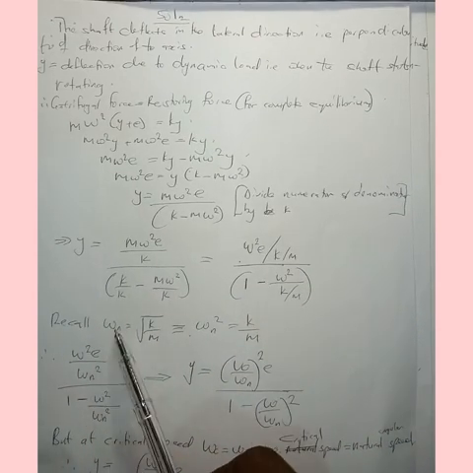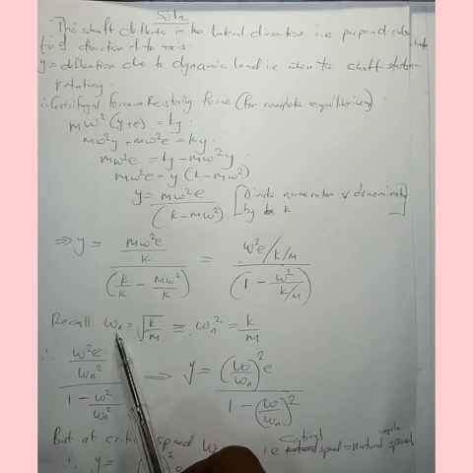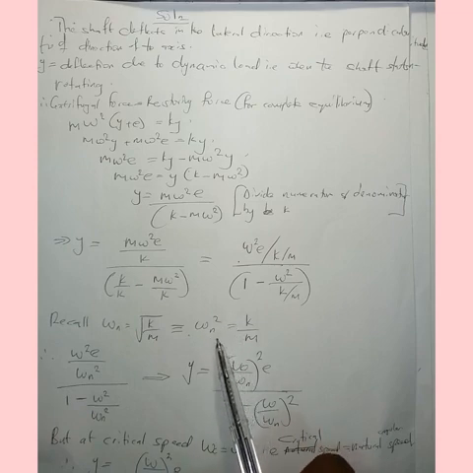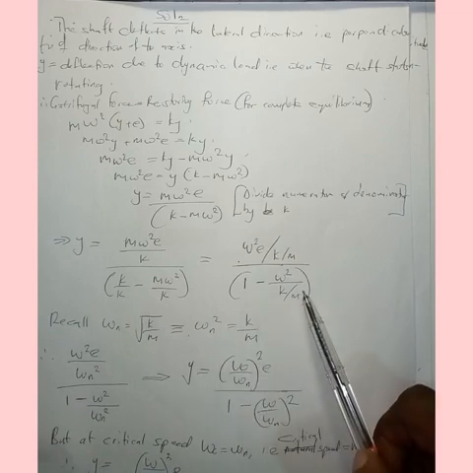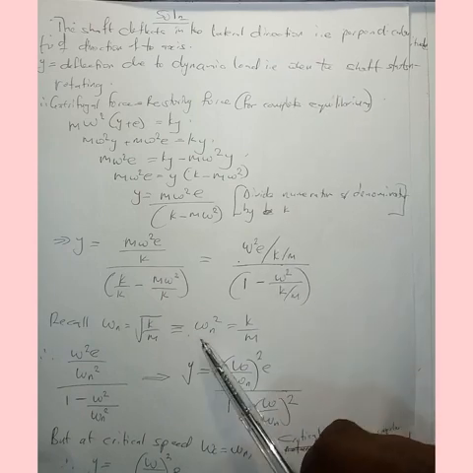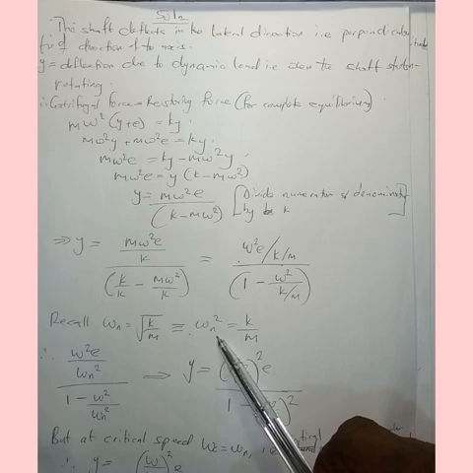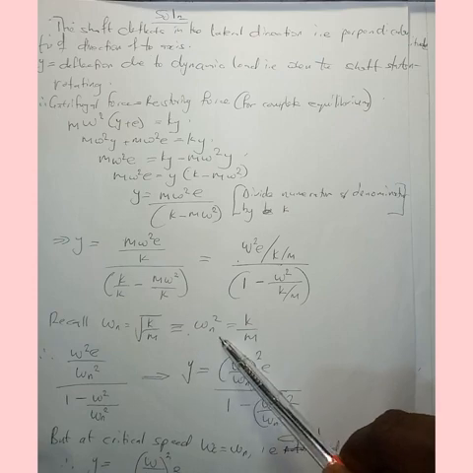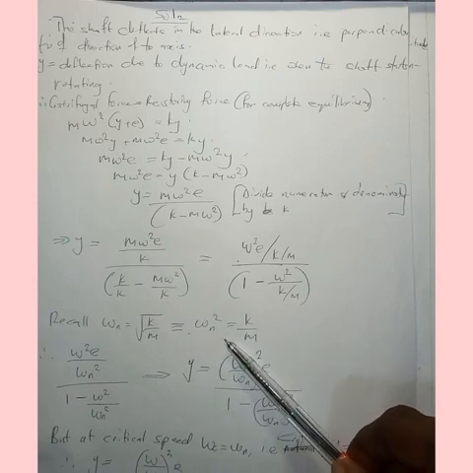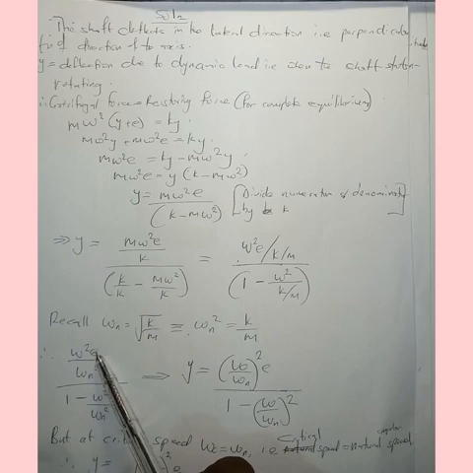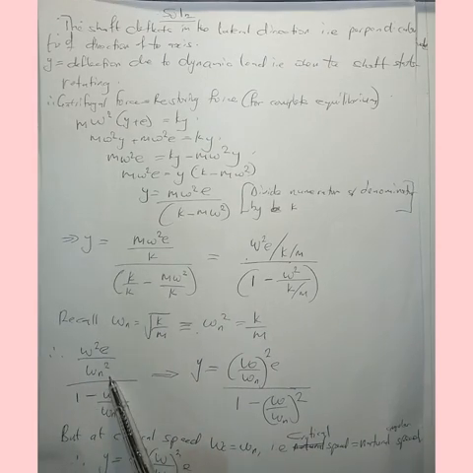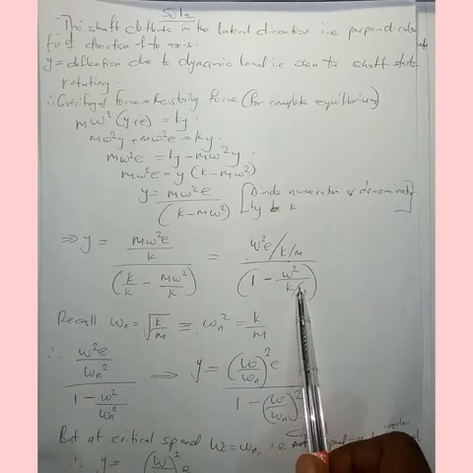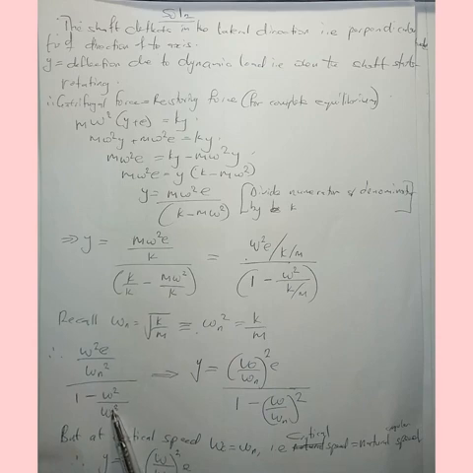Now recollect that your natural frequency is given by square root of k over m, or omega n square is equal to k over m. So now instead of k over m here, we replace it with omega n squared. The same thing applies there at the numerator. Instead of k over m, we replace it with omega n squared. And so we have omega square e all over omega n squared, over 1 minus omega square all over omega n squared. I hope it's clear.